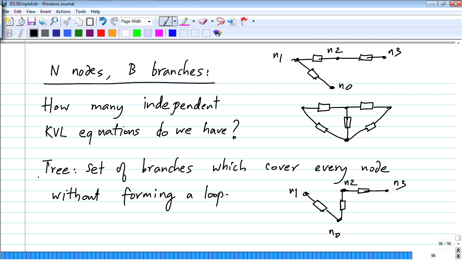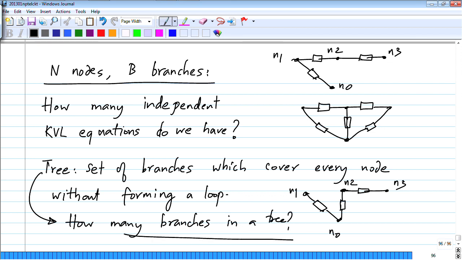How many branches are there in a tree? We have a circuit with n nodes and b branches. So how many branches would be there in a tree? Again, some of you are giving numerical answers. I am now interested in a general answer for a circuit with n nodes and b branches, not for this specific circuit.